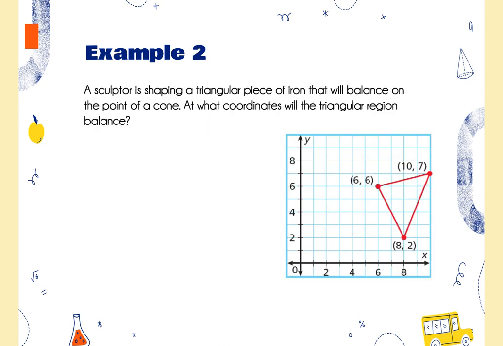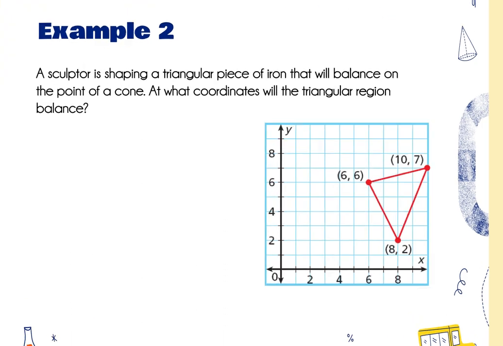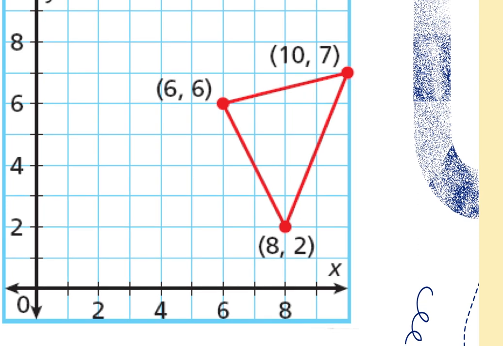Example 2 says a sculptor is shaping a triangular piece of iron that will balance on the point of a cone. At what coordinates will the triangular region balance? So we want to find the median, or the centroid, of this triangle. To do that, we're going to find where the medians meet. So I have to find the midpoint of each side and then draw where they meet.